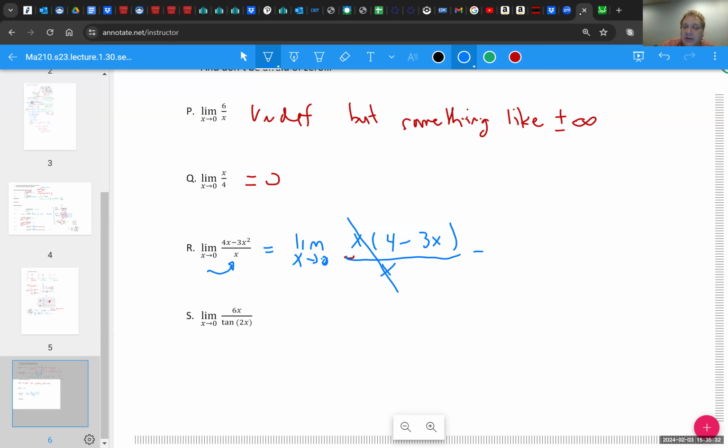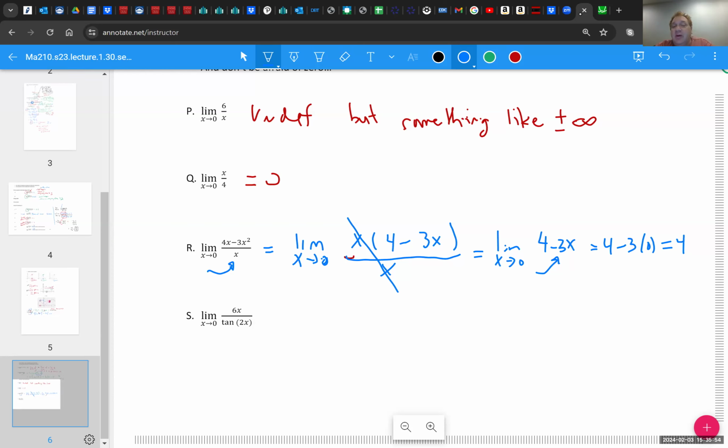And so I'm left with the limit as x approaches 0 of 4 minus 3x, which is now a continuous function. 4 minus 3x is just a linear function. So I can put in 0 here, and I get 4.